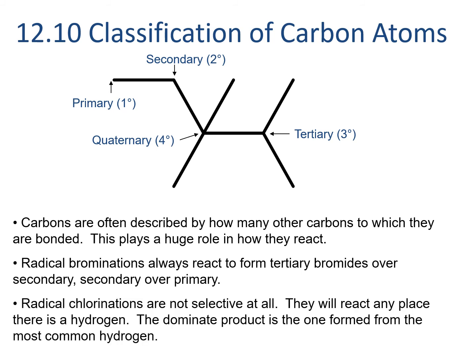Radical chlorinations are not very selective. The more substituted products are always more stable, but radical chlorinations happen so fast that they'll pull off whatever hydrogens they can find. Since primary carbons often have more hydrogens available, we tend to see much more chlorination on primary carbons, although we again see a mixture of products.